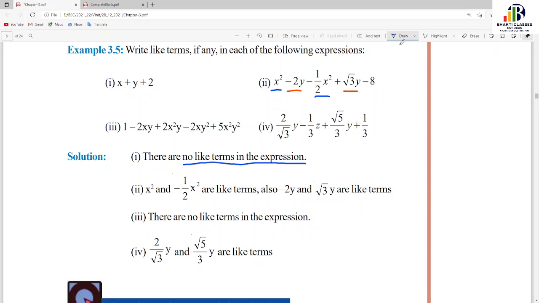In expression number 3, there are no like terms. In the fourth, we can check which are the like terms. Only one such pair is obtained. So 2 by root 3 y and root 5 by 3 y are like terms. This way we can check the like and unlike terms. So you understood like and unlike terms by this example.